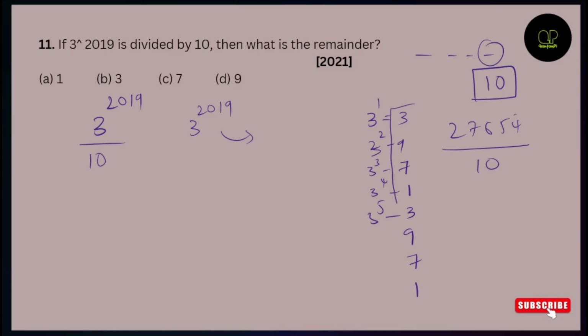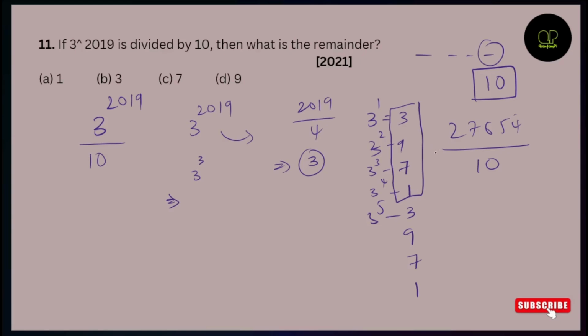So 3, 9, 7, 1. These are the only numbers which can be the units digit of 3 power 2019. So this is a cycle of 4, right? So divide 2019 by 4 and find the remainder. 4 fives are 20, and you still have 19. 4 fours are 16, yes. So 19, you'll have remainder 3. Remainder is 3, so your units digit should be 3 power 3.